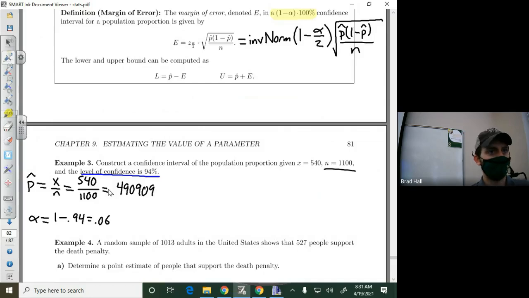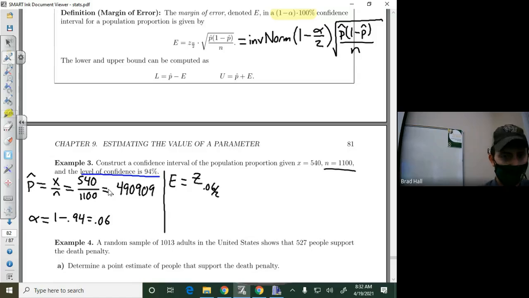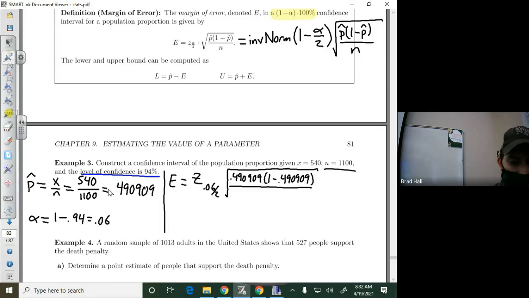Is everyone good so far? So we know all the values. So we can figure out the error, which is now z to the, well, the subscript here is alpha divided by 2. So that's 0.06 divided by 2. We'll get to that here in a bit. Square root of 0.490909 times 1 minus 0.490909. All of that divided by lowercase n.